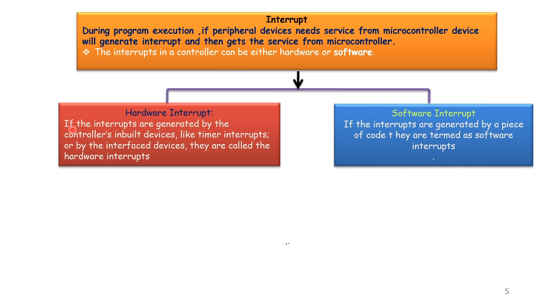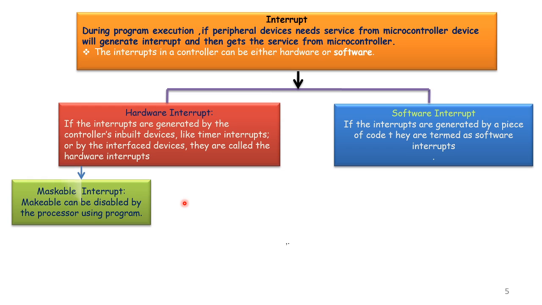Now what is a hardware interrupt? If the interrupts are generated by the controller's inbuilt devices like timer interrupts, or by interface devices, they are called hardware interrupts. That is, the interrupt is generated by an interface device or an internal, inbuilt device. Software interrupt: if the interrupts are generated by a piece of code, they are termed software interrupts. So while the program is executing, if the interrupt occurs from the program code, then we name it a software interrupt.